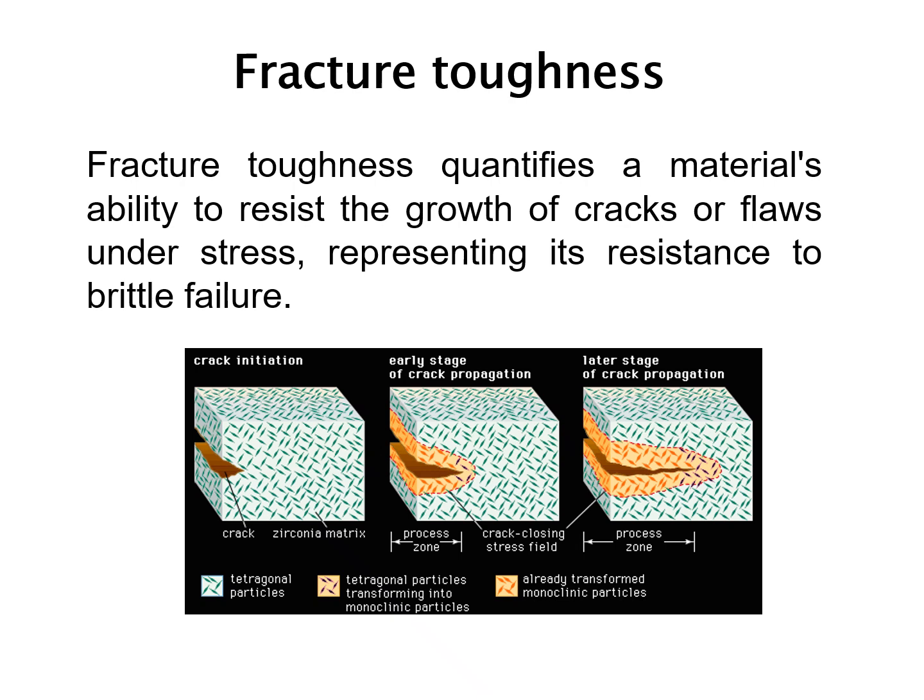Fracture toughness is a material's property, or the ability of a material, to resist the growth of cracks or flaws under stress. For example, you have a material which is shown here. This is a zirconia which has a small crack. So this zirconia material resists deformation by a phase transformation called transformation toughening. Here the tetragonal zirconia, which is shown in green color, transforms into the monoclinic form, the yellow color, thereby making the material much tougher. So this makes the material more resistant to crack propagation, and the material has a very high fracture toughness.